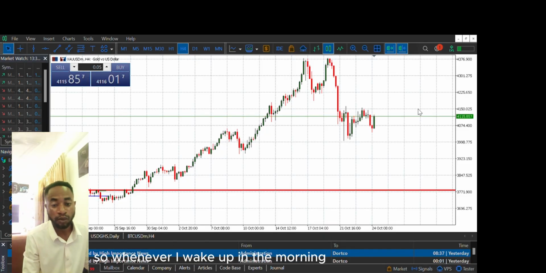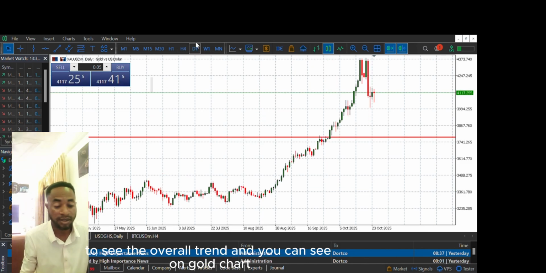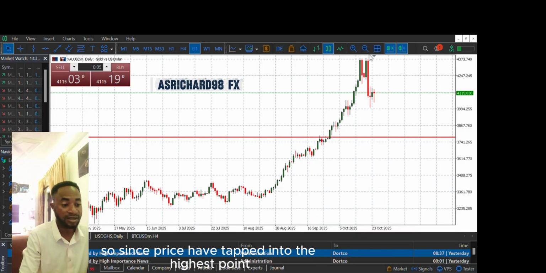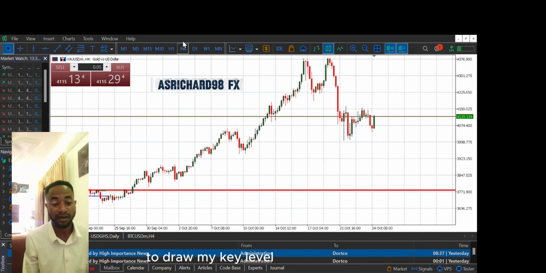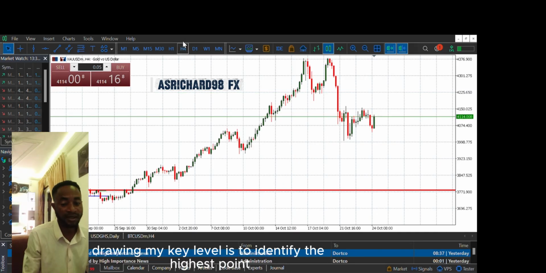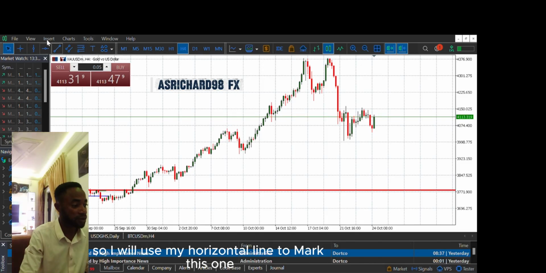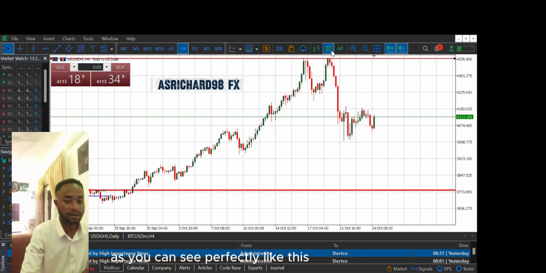Whenever I wake up in the morning, I'll just flip to the daily time frame to see the overall trend, and you can see on the gold chart price has tapped to the highest point. Since price has tapped into the highest point, I scroll down to the 4 hours time frame to draw my key level. Drawing my key level is to identify the highest point, so I will use my horizontal line to mark this zone, as you can see perfectly like this.